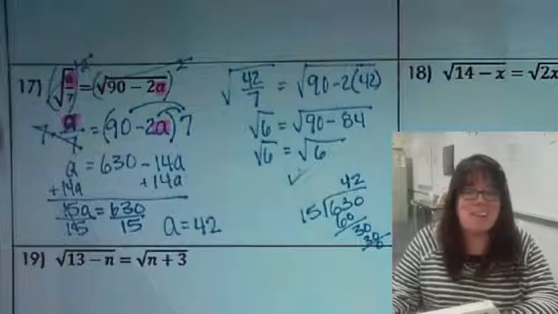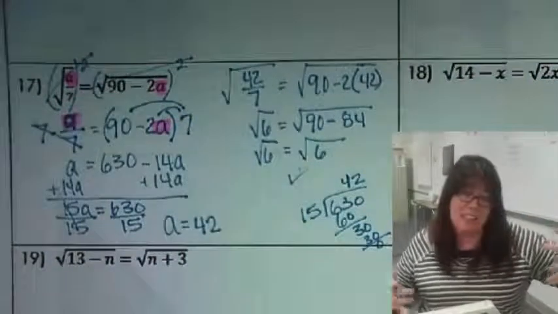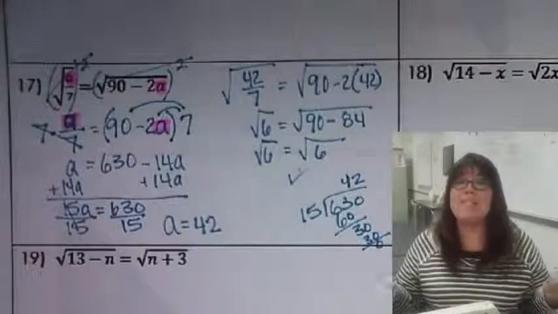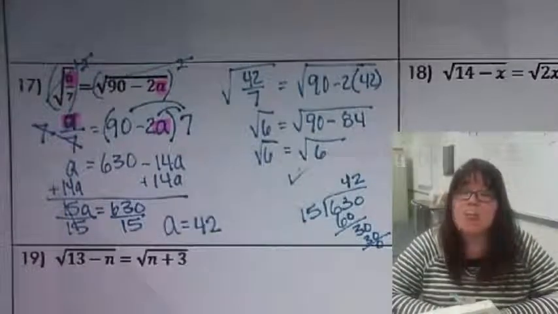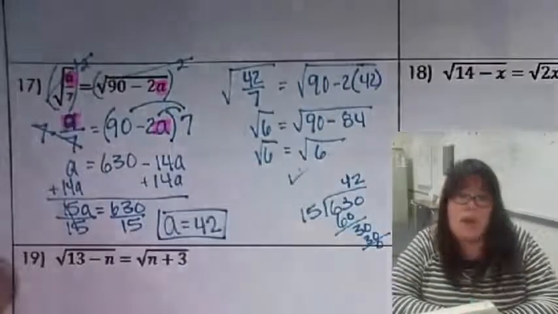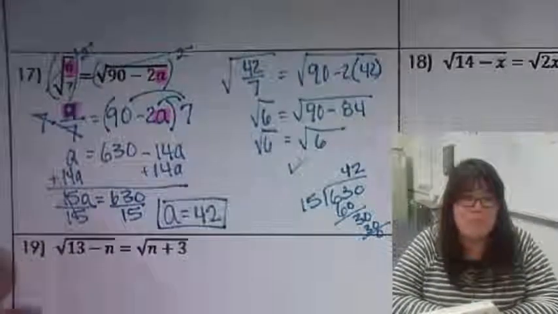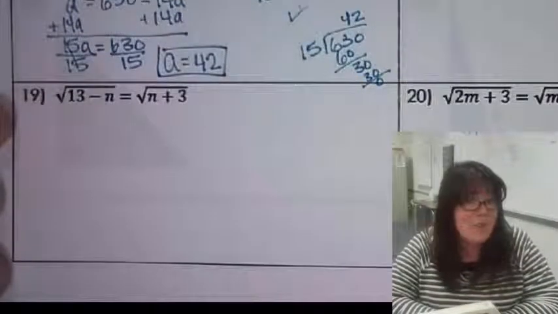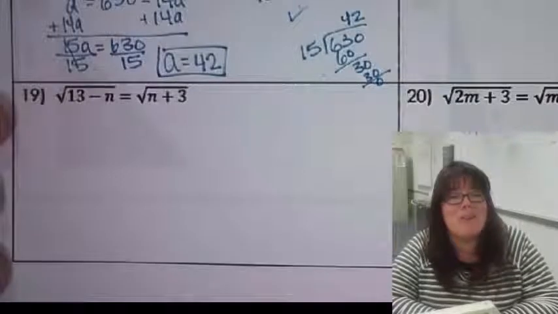How about that? Even though we had these big numbers and a fraction and all kinds of crazy looking things, it worked out to be pretty simple. Square root of 6 does in fact equal square root of 6. So A equals 42 is a good solution. I will go ahead and box that as my final answer. All right, number 19. Pause the video, see if you can take care of that one on your own, and come on back when you're ready to compare notes.